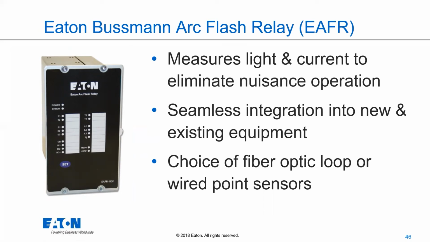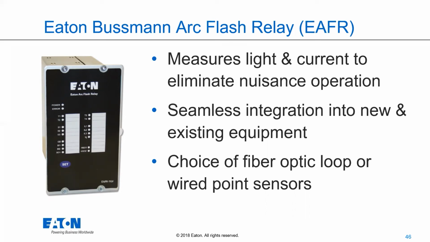It's a little relay. This display sits in the front, out of your piece of equipment, where you have sensors within your equipment. It measures both light and current, right? So the reason it does that is, sometimes you get spikes in current and it's not an arc flash, and sometimes you get light that's not an arc flash either, right? So it measures both of them. When it sees both, it'll know that you have an arc occurring, and it'll trip that upstream breaker.